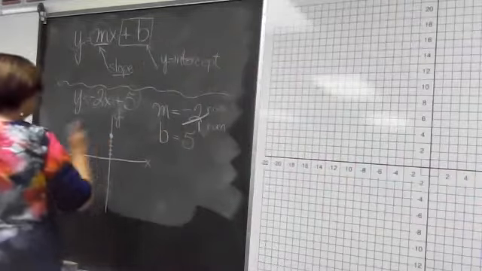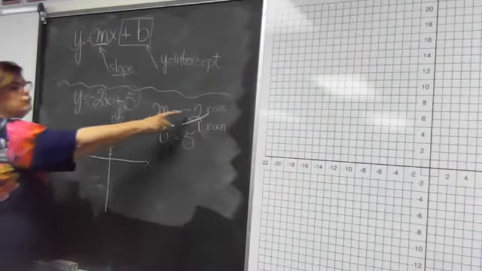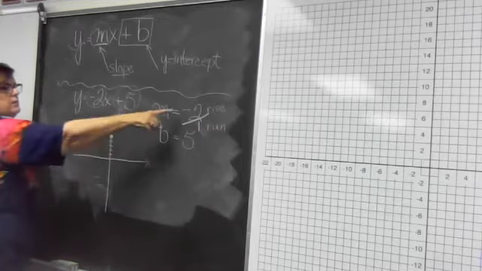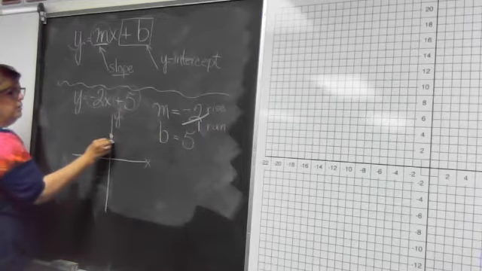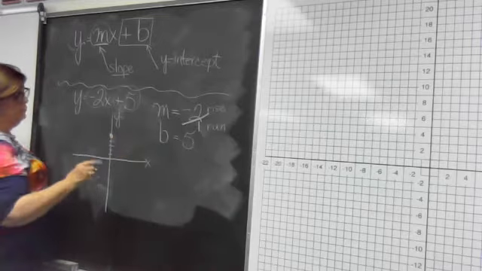Now I'm going to use the slope as the GPS. So it says to rise -2. That means up and down, but negative goes down. So I'm going to go 1, 2, and then I turn the corner and run a +1 block.